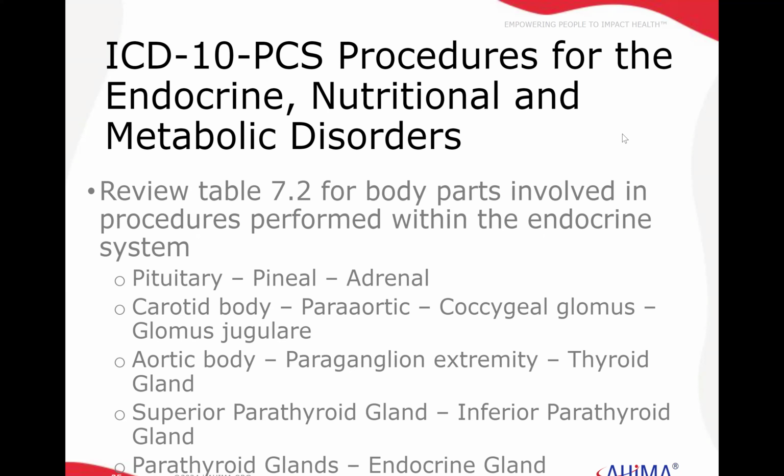Table 7.2 in your text gives you the body parts, and these are familiar to you from anatomy and physiology. These are things like the pituitary gland, the adrenal gland, the carotid, what have you, the parathyroid, the thyroid, all these things.